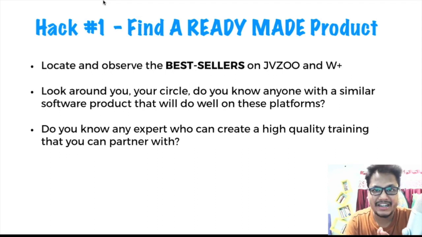So when you are getting started, the first thing you need to do is to find out and observe these marketplaces to see what kind of products are selling well. One good way to do this is find the best sellers on JVZOO and Warriorplus. I'm going to show you how to do that in a minute. The next thing is, once you have figured out what kind of products are launching, what kind of niches are doing well, what kind of products are on the best sellers, look around you.